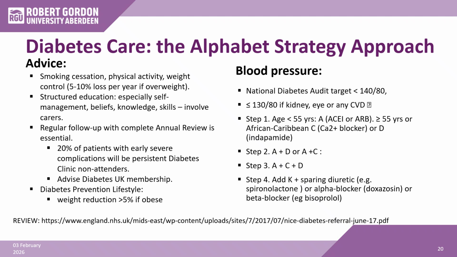Okay, so the alphabet strategy is what I'll cover next, and this is something that's been used to reduce the progression of these diabetic complications. So A stands for advice, so smoking cessation, physical activity, weight control. So we're aiming to at least achieve a 5% weight loss per year. Structured education, especially self-management, beliefs, knowledge, skills involving all the carers that provide care to a patient. Regular follow-up with complete annual review is essential.